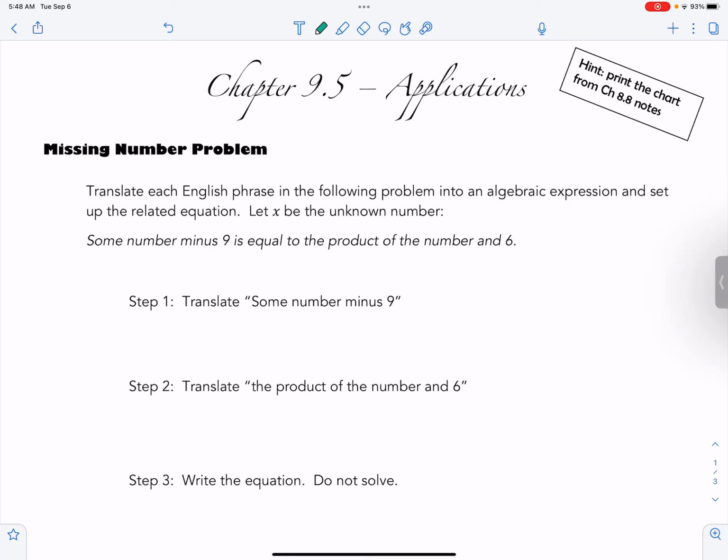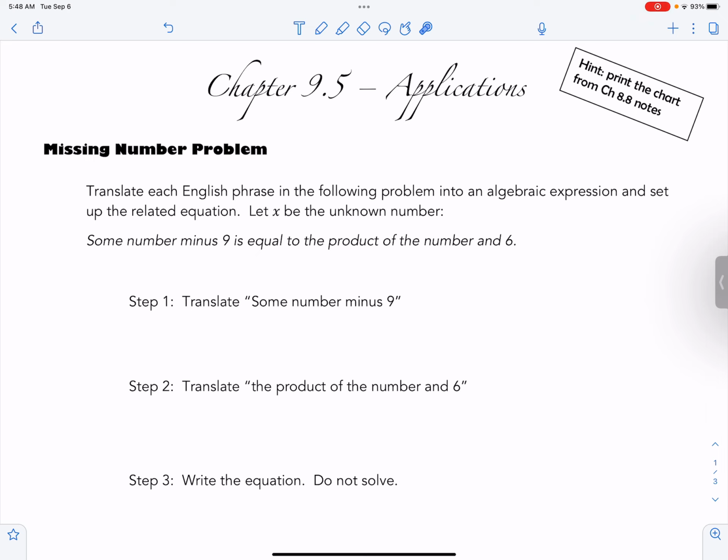So in this video, we are going to be looking at the first type of application problem, the missing number problems. Just a little side note, the notes from 8.8, we had that words to math chart. That's going to be very helpful in this section. So if you have not printed that already, go back and print that chart from the 8.8 notes or have it pulled up on your computer.